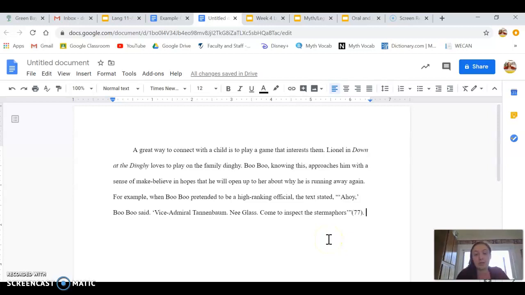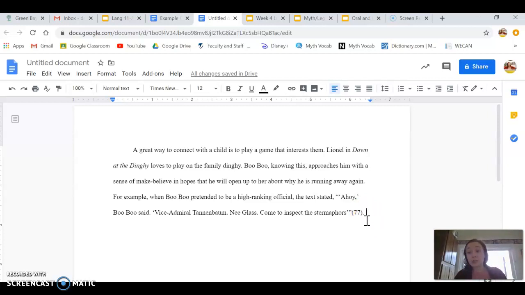And then, so yeah, as the text stated, "Ahoy," Boo Boo said, "Vice Admiral Tannenbaum, me glass. Come to inspect the spermatophores." And like it is shown here, just as I showed you in the outline, page number right after the quotes, and then period after the parentheses around the quotes.